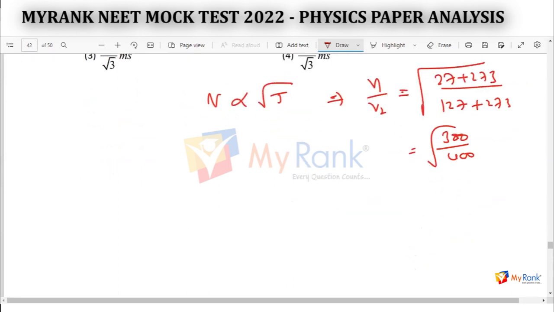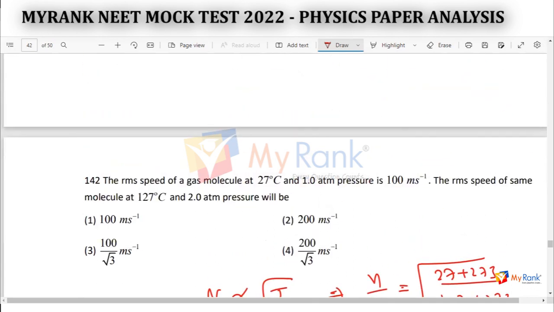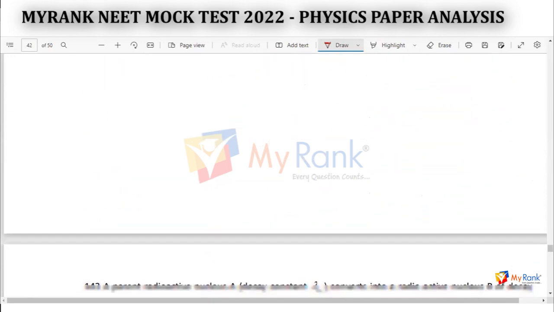So this V1 is given as, how much? It's 100, students. So 100 by V2 is like this. So therefore V2 is nothing but 200 by root 3, students. So see the correct option, 200 by root 3. Fourth is the right answer. And next.